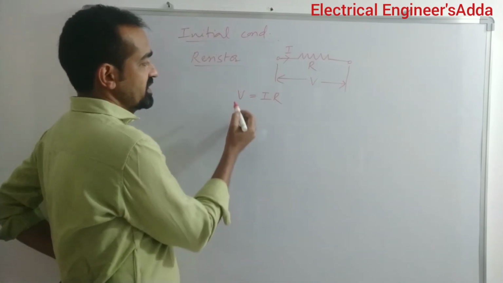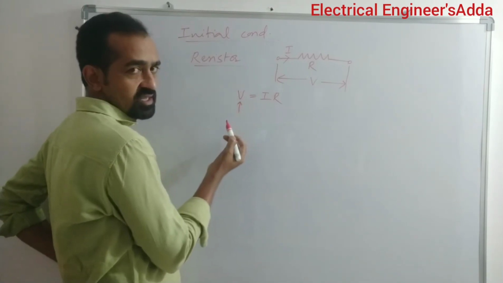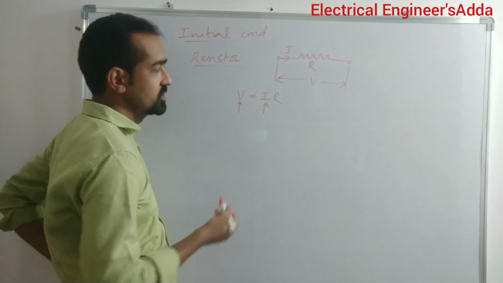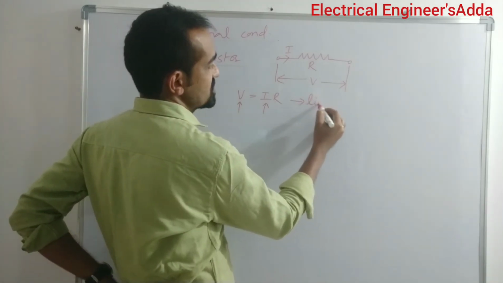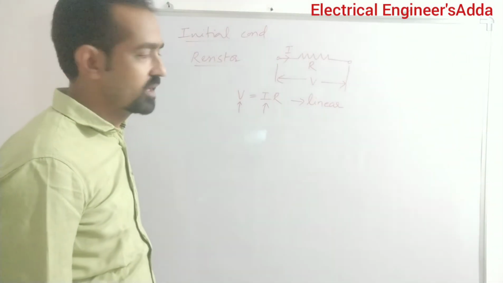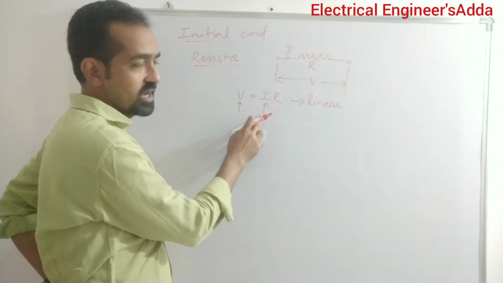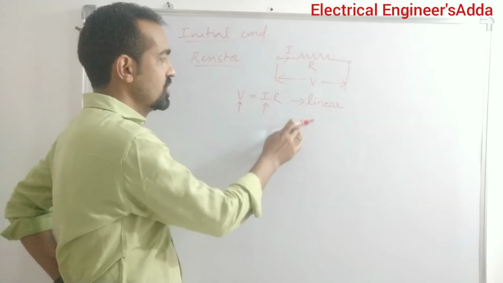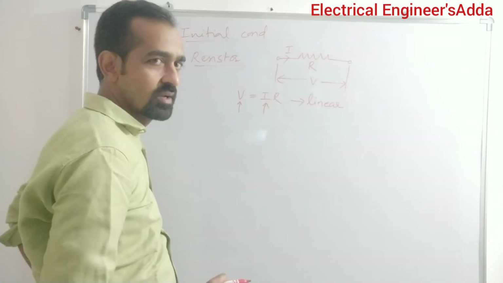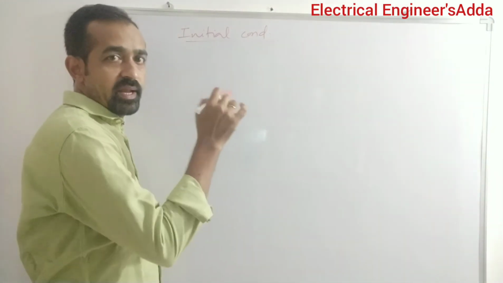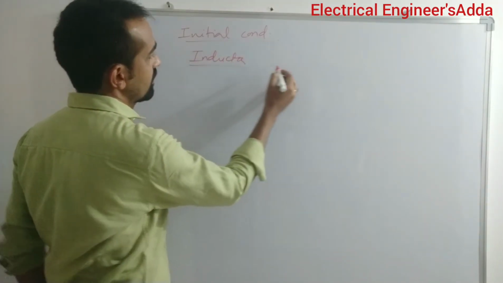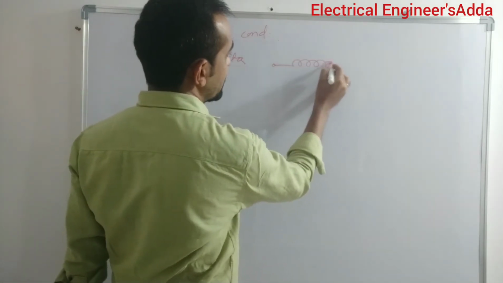Okay, if there is an instantaneous change in the voltage, then there is an instantaneous change in the current. So there is a linear relationship between the voltage and current for the resistance. Instantaneous change in the voltage, there is an instantaneous change in the current for a resistive element. So there is a linear relationship between the voltage and current for the resistive element. Okay, this is about resistor. Inductor. This is the circuit symbol of inductor.